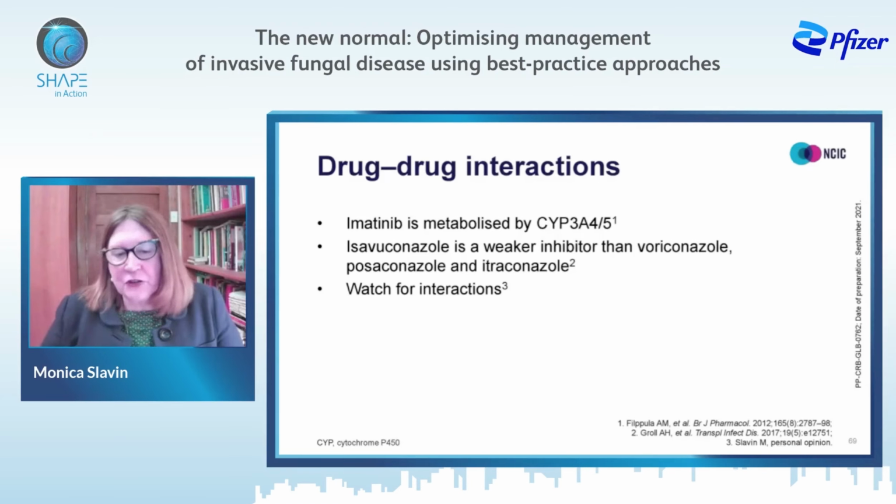Just briefly to talk about the drug-drug interactions, we know that imatinib is metabolized by CYP3A4 and 3A5, and that isavuconazole is a weaker inhibitor than voriconazole, posaconazole and itraconazole. But again, we did recommence imatinib in this patient, and carefully watching for interactions was the approach that we took.